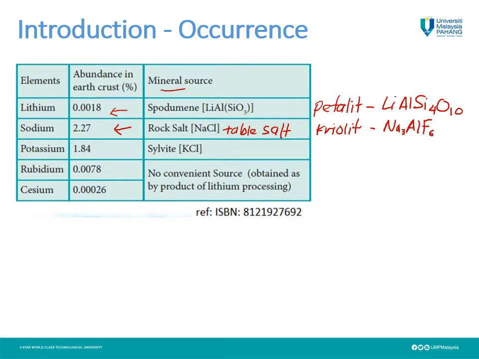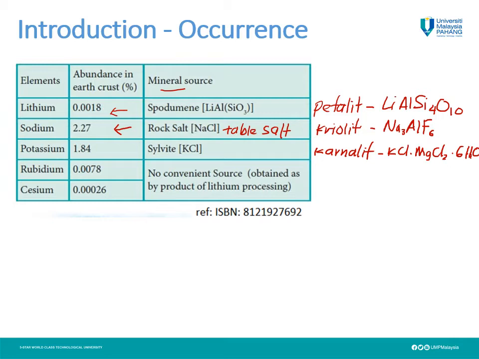For potassium, the abundance is 1.84%, and the mineral sources include sylvite, or KCl. Other than sylvite, there is a mineral source like carnallite, which is KCl·MgCl2·6H2O.